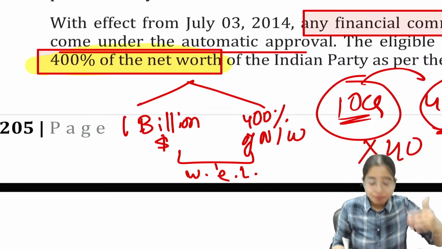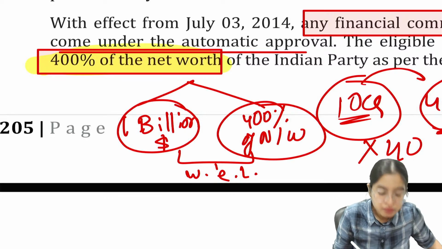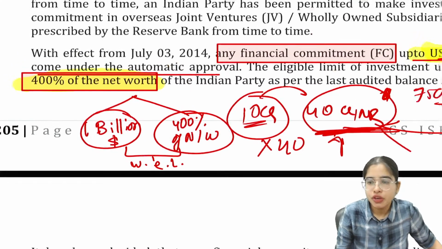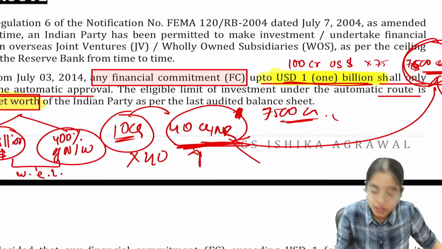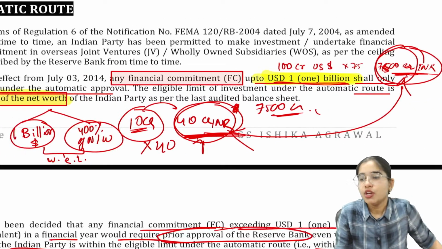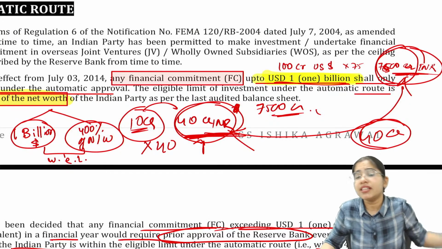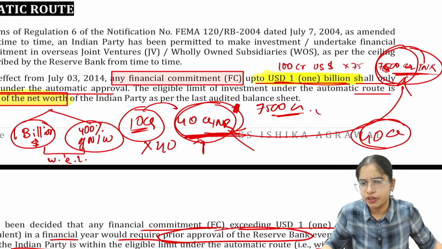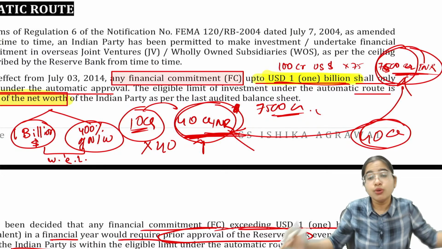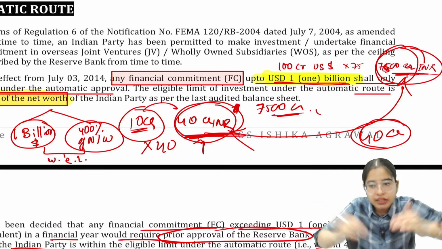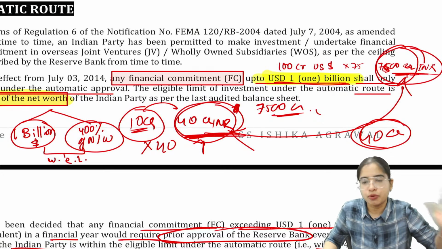However, you calculated 1 billion US dollar and then you calculated 400% of your net worth. So whichever is lower, 7,500 crore Indian rupees or 40 crore Indian rupees, your final limit is 40 crore Indian rupees. So let's say I am investing only 30 crore outside India. It's okay. You are not exceeding any of the limit. You are under both the limit. Now you can go through automatic route. No prior approval of RBI is required.